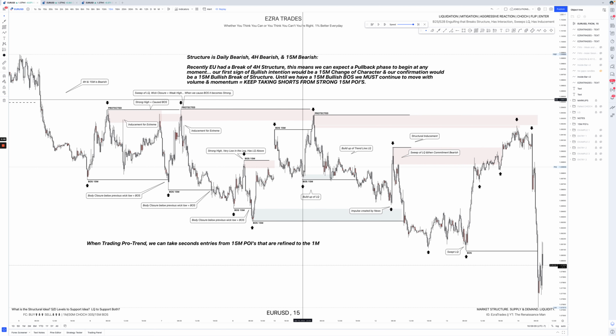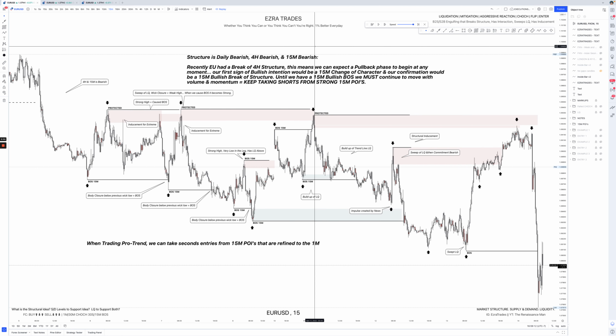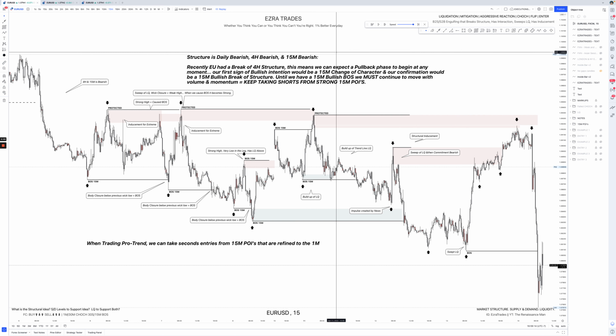To give you a little bit of sight onto what's been going on, background, this is EU, right? Currently, structure is daily bearish, 4-hour bearish, 15-minute bearish. That's market structure, right? So we're expecting continuation, right? We always want to be trading, or at least 90% of the time trading, with volume and momentum propelling our orders forward, right? And so we don't want to always be taking counter trend trades because most counter trend trades are not going to hold very well.